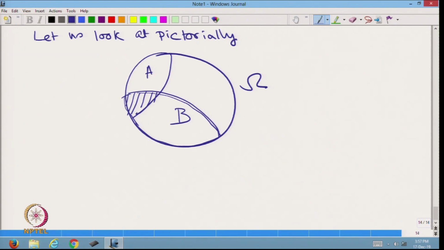Now, suppose A1, A2 and A3 are three disjoint events. When we look at A1 union A2 union A3 given B, we are actually looking at these three mutually disjoint areas. Therefore, what we have just proved can be visualized from here.